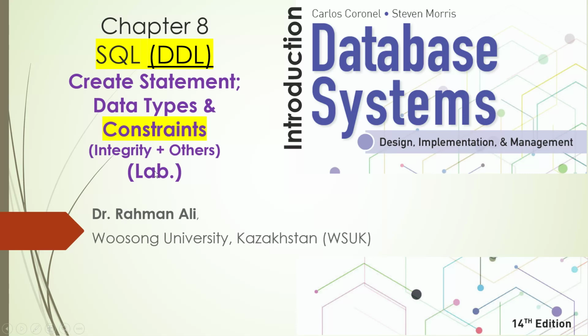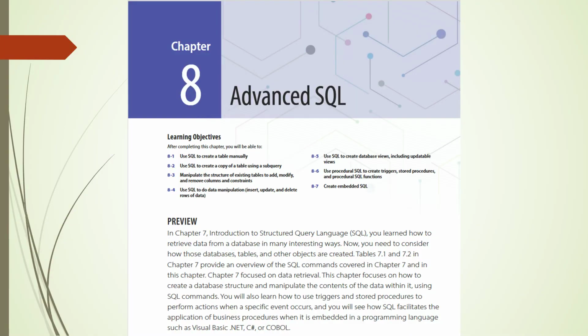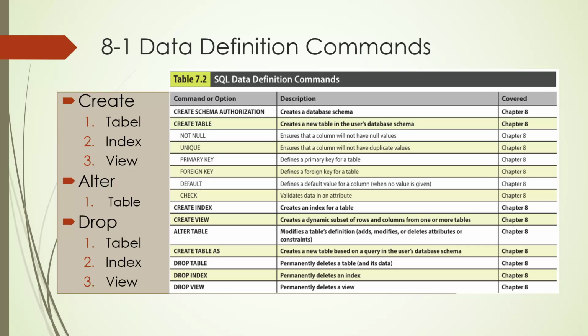This is chapter number 8 of advanced SQL and data definition language, which is one of the key parts of SQL. Normally, the data definition language talks about create, alter, and drop. What to create: table, index, and view. What to alter: table. And what to drop: all these objects, table, index, and view. We will be discussing them in the subsequent lectures.